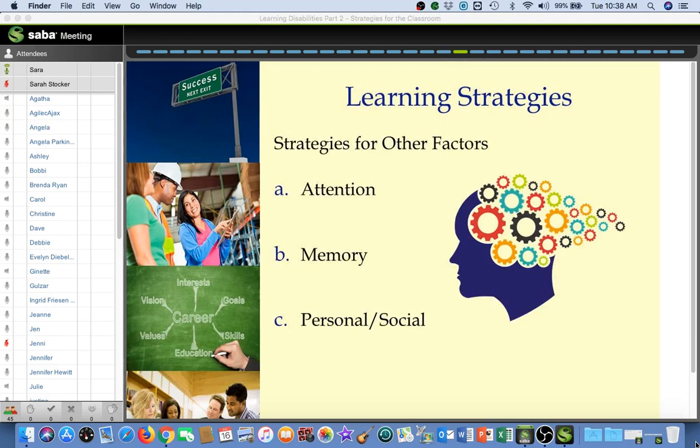There are also strategies in the document for other factors. For attention, we've probably all worked with learners or clients that have either a diagnosis of ADHD or ADD, attention deficit disorder, or they may just self-report that they've always struggled in this way.